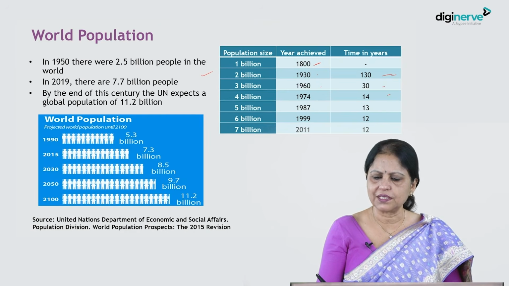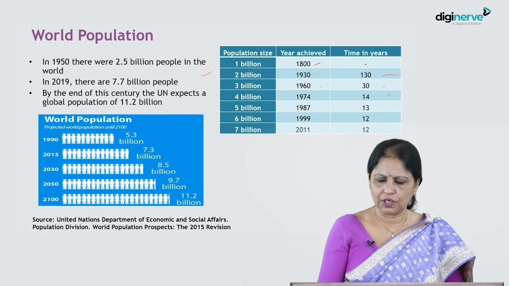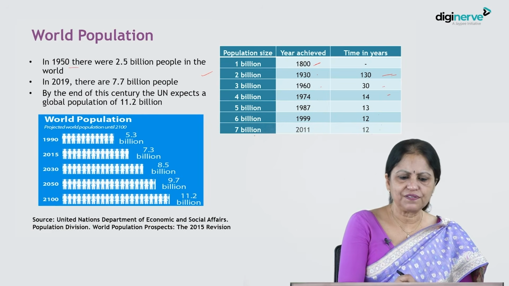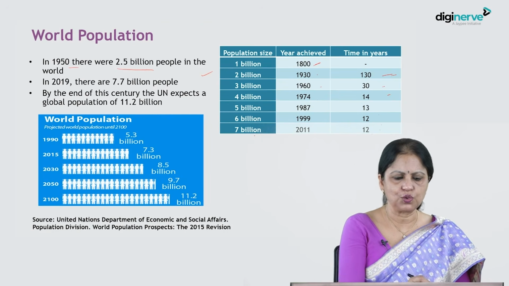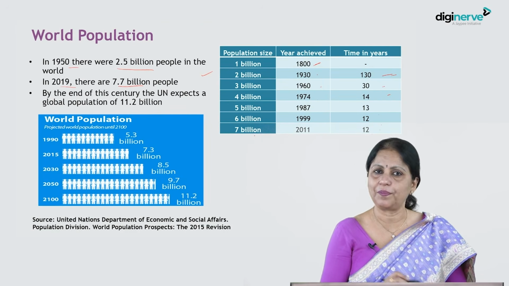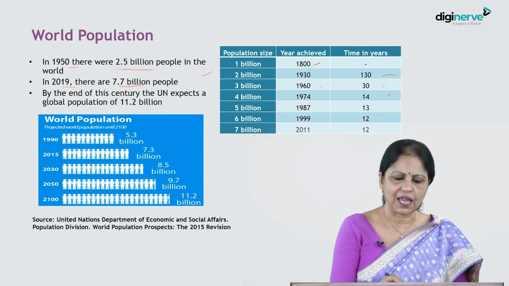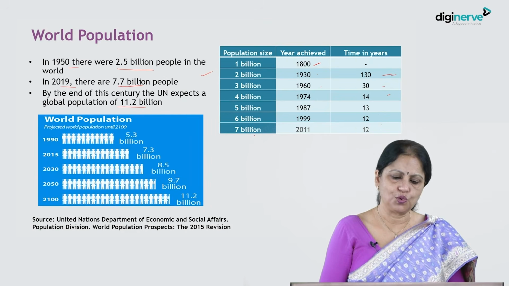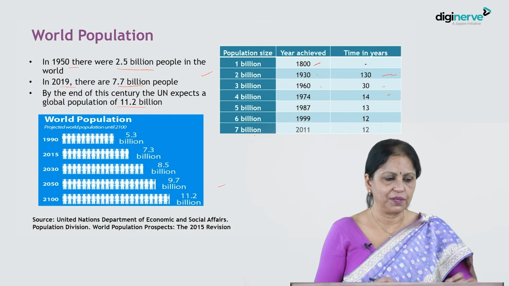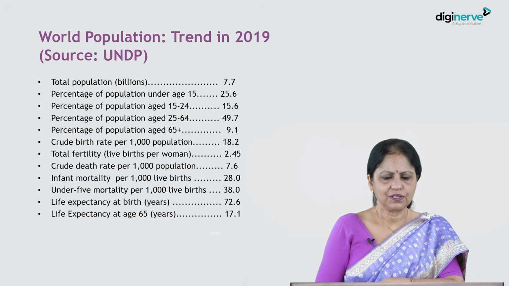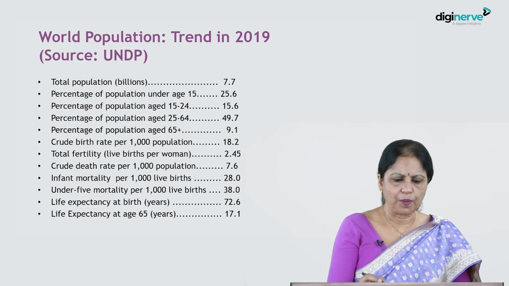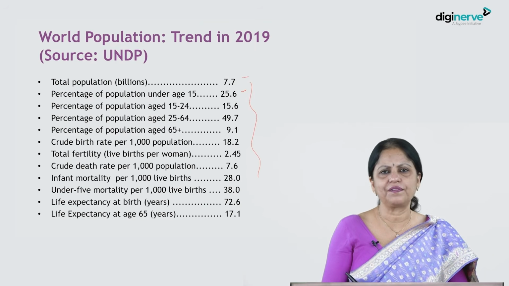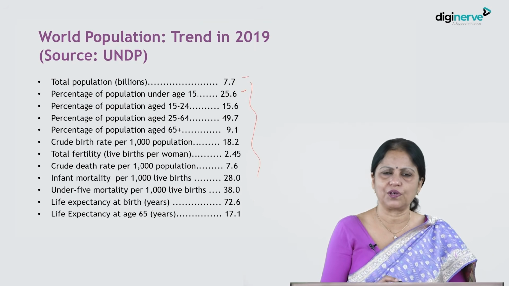But subsequently, it has become more or less stable. In 2011, it achieved 7 billion. In 1950, there were 2.5 billion population, and in 2019, there are 7.7 billion population currently. The prediction is that by the end of this century, the global population will reach 11.2 billion. So this is really an alarming condition. These are trends in 2019: world population, total population, percentage of population under age 15. You need not remember everything here. Just see this and understand what the picture is like.